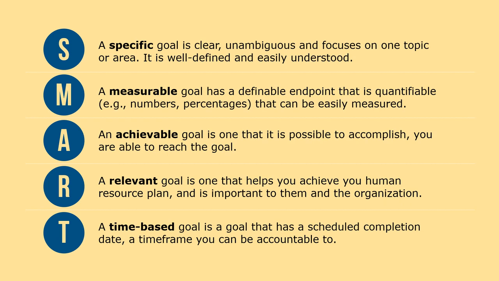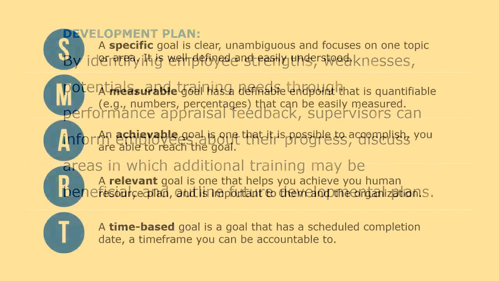Specific. A specific goal is clear, unambiguous, and focuses on one topic area. It can be communicated to others without confusion because it's well-defined and easily understood. A measurable goal has a definable endpoint and is quantifiable. It's easily measured. An achievable goal is a goal that's possible to accomplish. A relevant goal is one that helps you achieve your human resource plan and is important to them and the organization. Finally, a time-based goal is a goal that has a scheduled completion date.